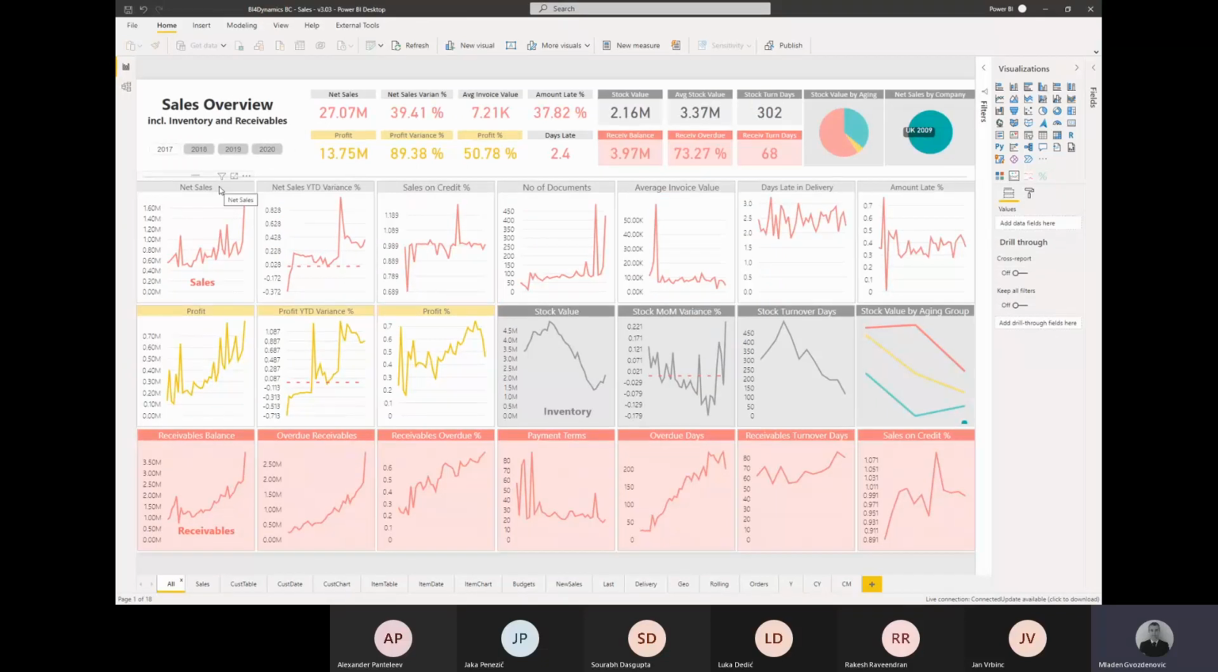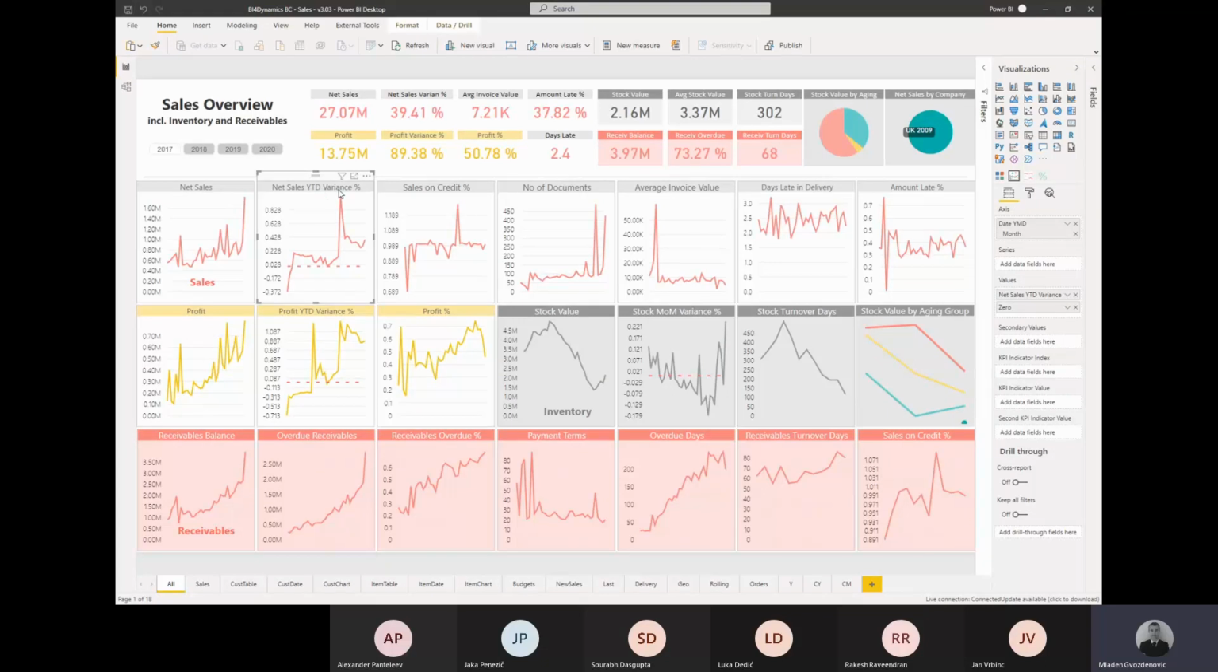Now, what is the other information about the net sales? We have seen one document, cumulative by month. This is the net sales. Net sales year-to-date variance is very informative. It will tell us if our business is growing in value or decreasing. Because it's year to date, it compares this year to the last year, and it calculates the variance. So that is the point of the variance percentage.